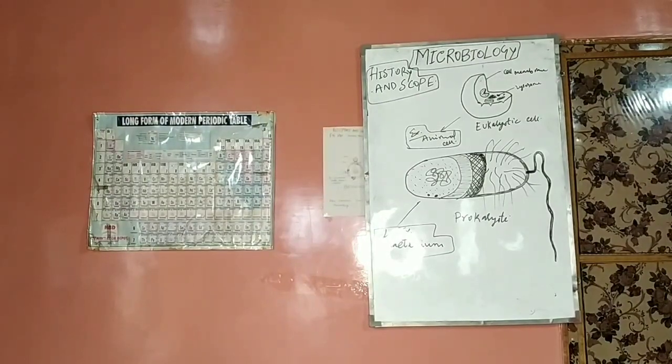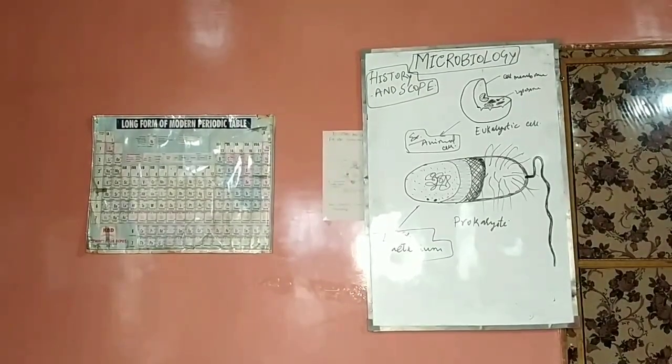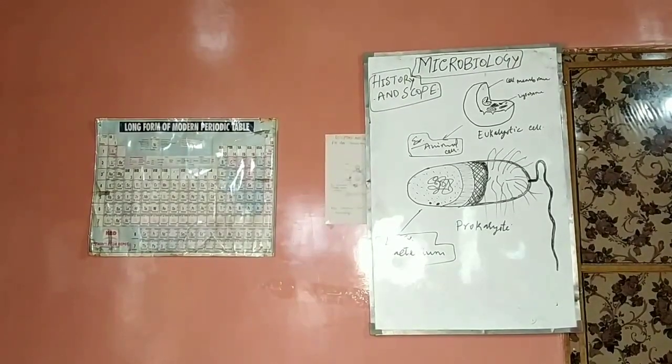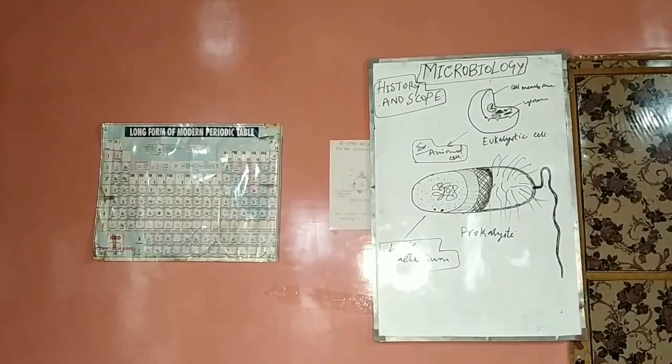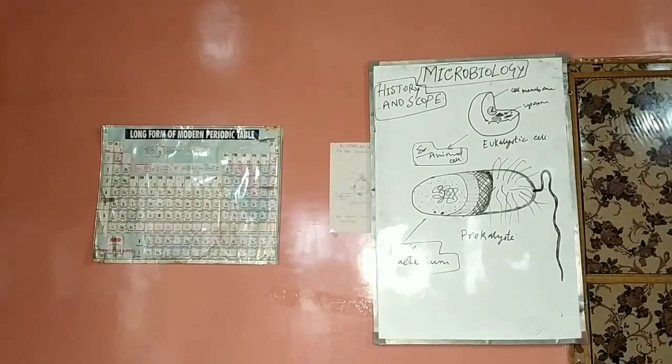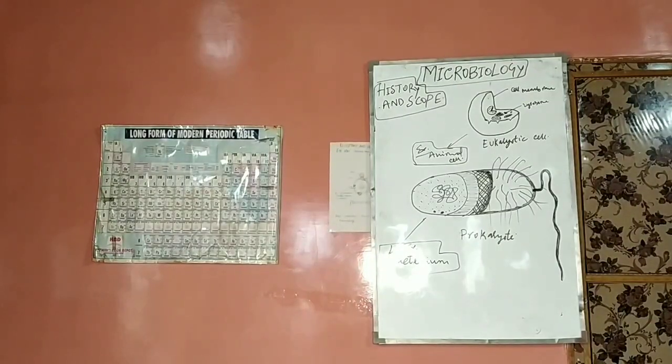This is the microbiology series third, under history and scope. This is the topic history and scope. I hope it is clearly visible and I am clearly audible to all of you. I have made the structure of the prokaryotic and eukaryotic cell. These are visible on the board. I hope you can see it clearly and that I am audible to you.